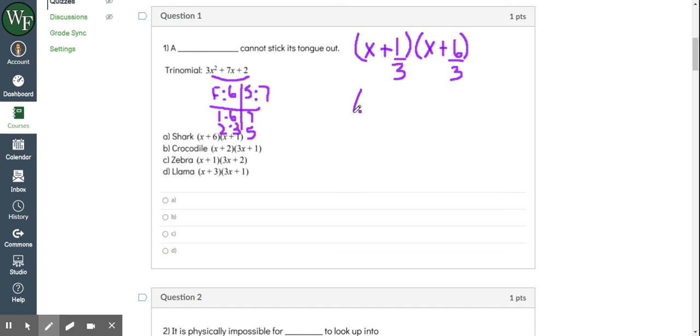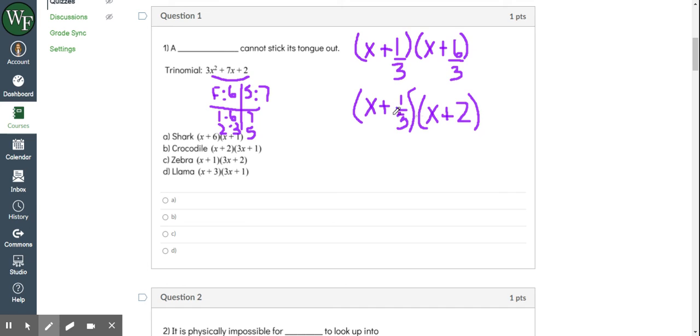Okay, so what you want to do now is you can put this into your calculator, 1 divided by 3, and you should get 0.3 repeating. We don't want to write the decimal, so convert it back into a fraction, and it should just be 1/3, so x plus 1/3. Okay, now this fraction, or this division, x plus 6 over 3, put that into your calculator. Let's see if you get a whole number or if you get a fraction. So 6 divided by 3, you should get 2.